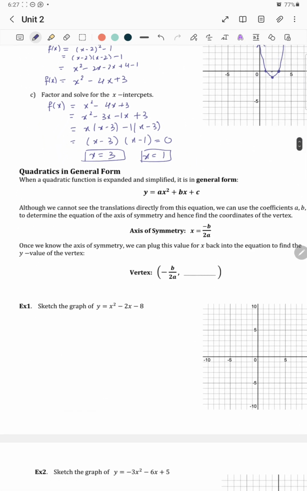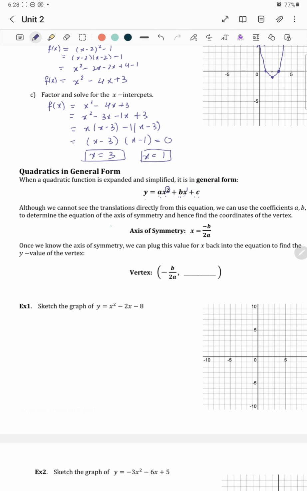Quadratics in general form. When a quadratic function is expanded and simplified, it is in the general form y is equal to ax square plus bx plus c. In quadratics the highest power is 2, and the coefficient of the highest power is called a, the coefficient of x with power 1 is called b, and the constant is called c. So we have a, b and c. This is the standard form or the general form of the quadratic equation.